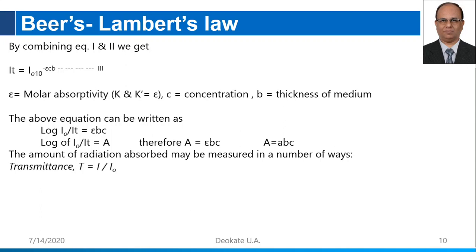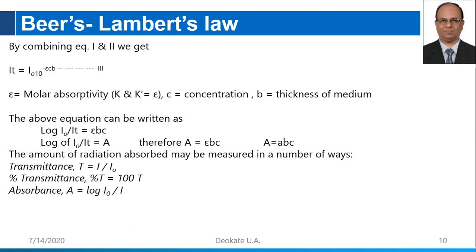Generally, either we are measuring the absorbance or we are measuring the transmittance, T. So we can write T equals I upon I0, the intensity of the transmitted beam over the intensity of the incident beam. This transmittance is generally taken in the form of percent transmission. So we write percent transmission equals 100 times T.